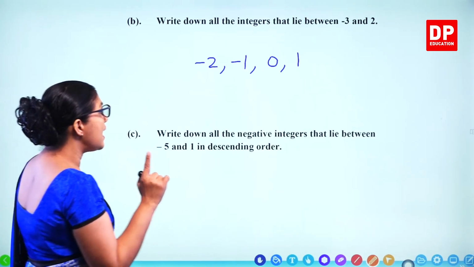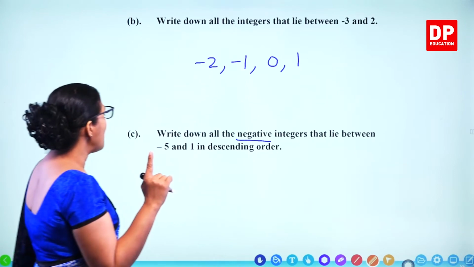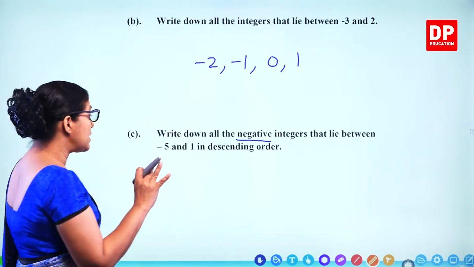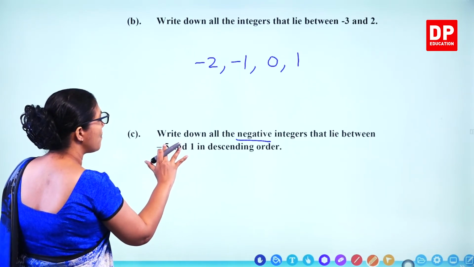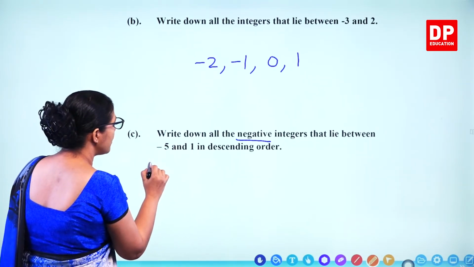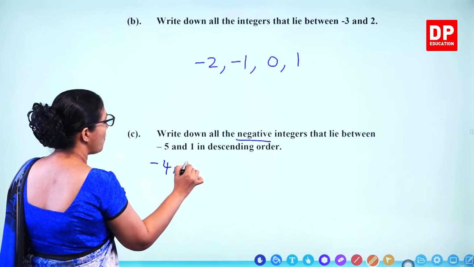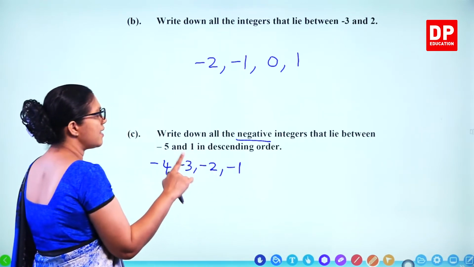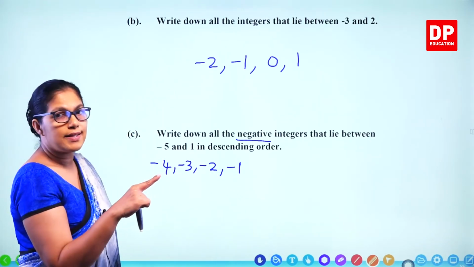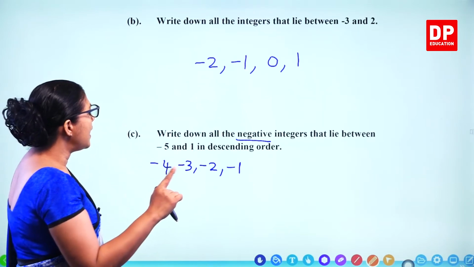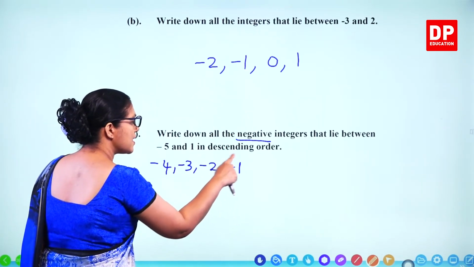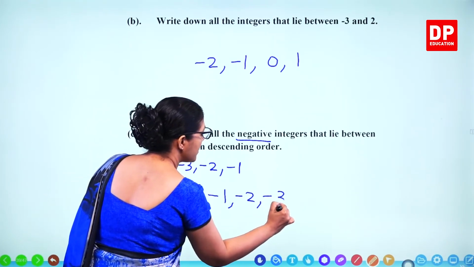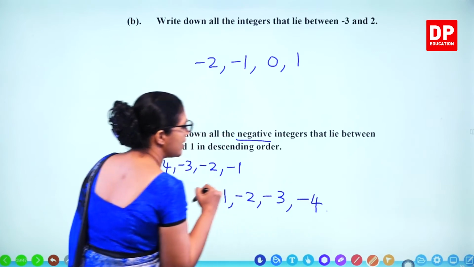Write down all the negative integers that lie between -5 and 1 in descending order. So first we'll take the numbers in between -5 and 1. -5 is not included. -4, -3, -2, -1. Here you can't take 0 because negative integers. Now descending order means highest number first. -1 is the highest number. Then -2, -3, smallest one is -4.